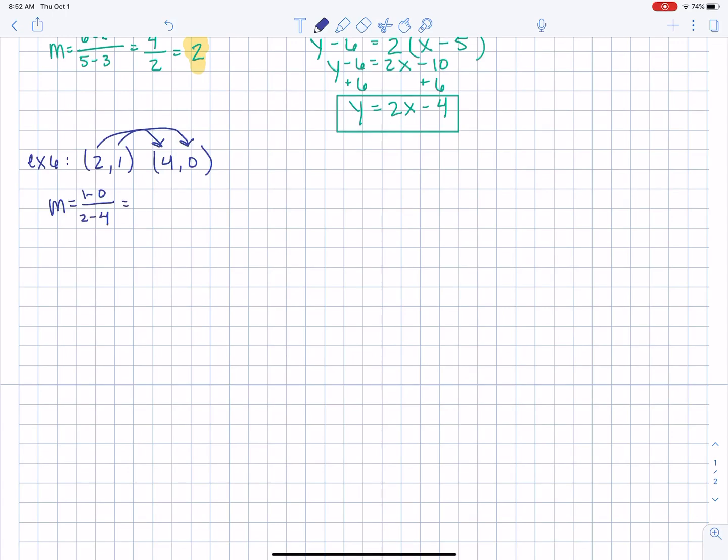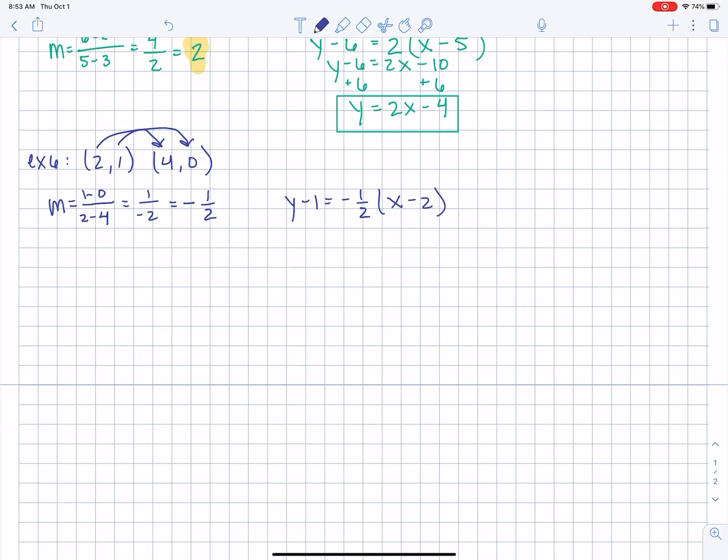What you would have gotten is 1 over negative 2, also known as just a negative 1/2. There's my slope. Now you can choose either point that you want. I'm going to choose the 2, 1. So y minus 1 is equal to negative 1/2 times x minus 2.